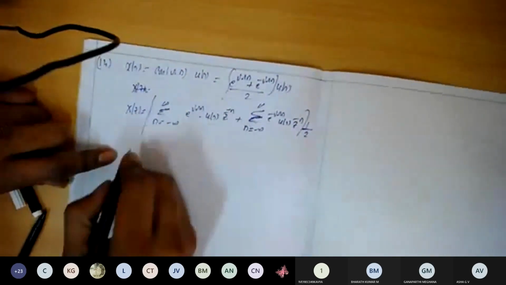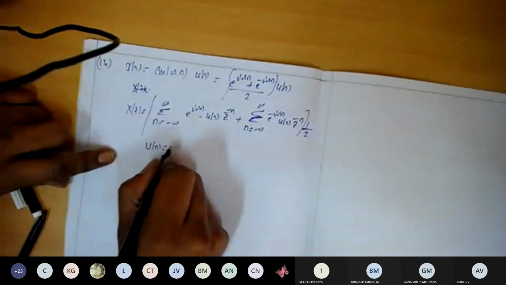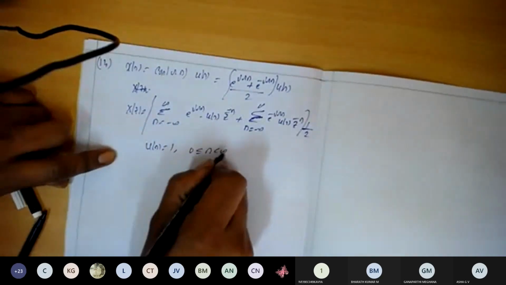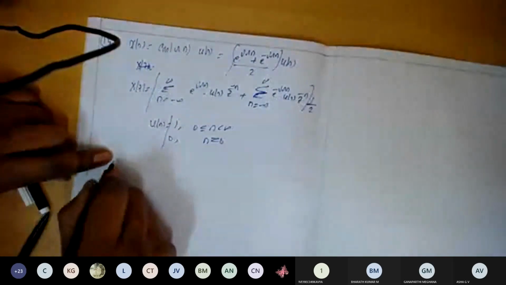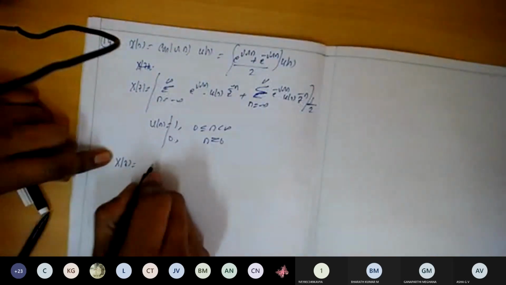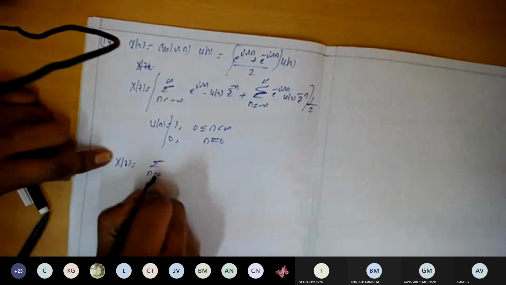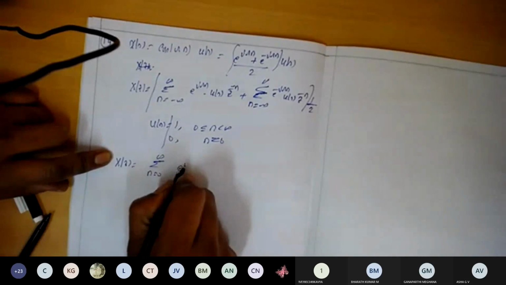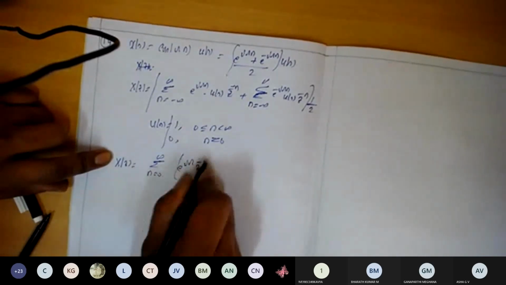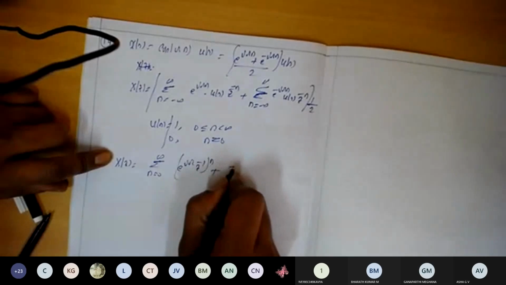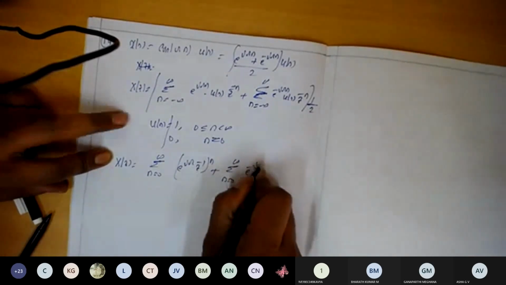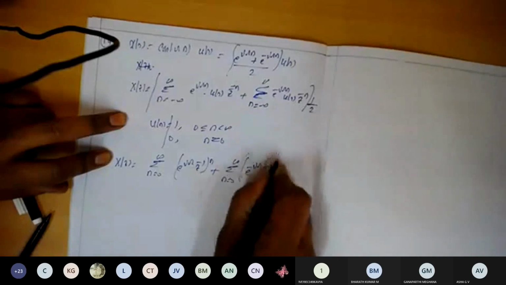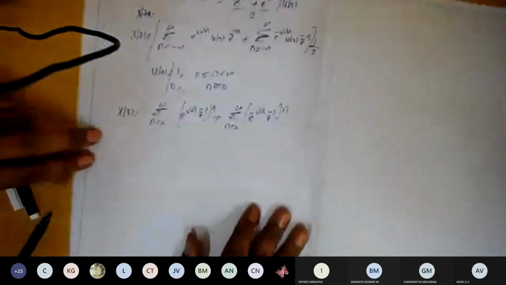So we'll substitute u of n. u of n is equal to 1 from 0 to infinity and 0 for n less than 0. So X of z is equal to summation n equal to 0 to infinity of e to the power of j omega into z inverse, the whole to the power of n, plus summation 0 to infinity of e to the power of minus j omega into z inverse, the whole to the power of n.